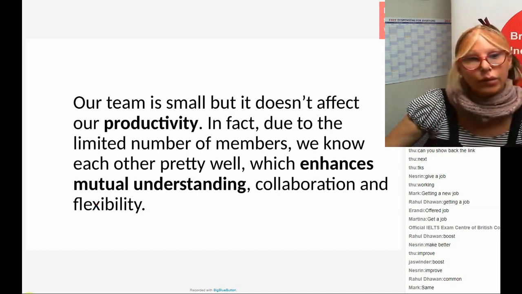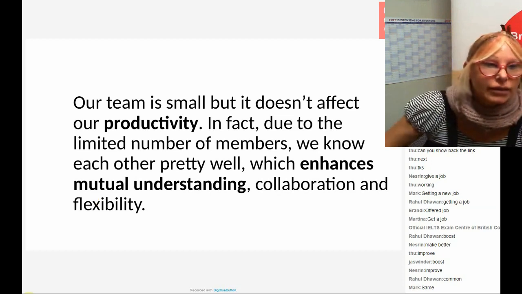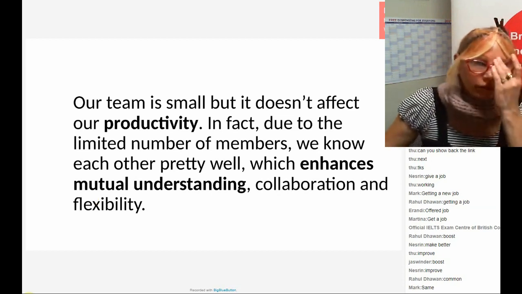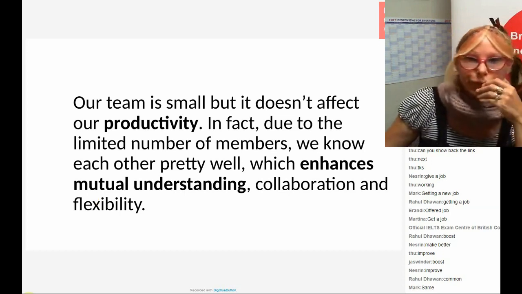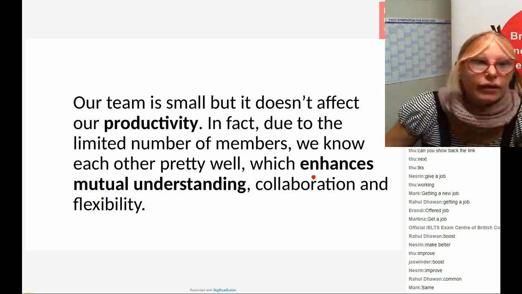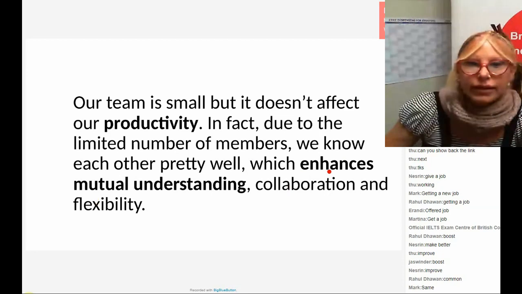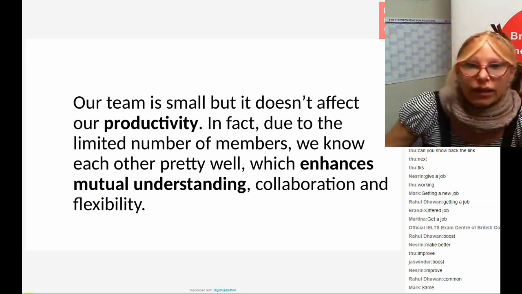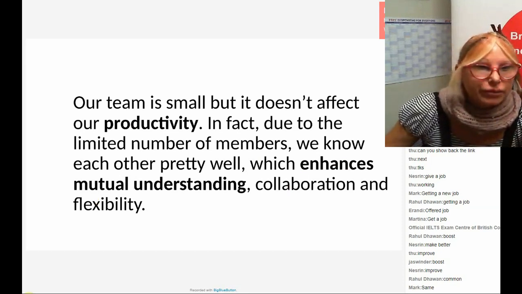I can see quite a few people typing, so I just want to wait and see what people want to say. Okay, so this is what I'm talking about with idiomatic language or collocations. More than one word that goes together.